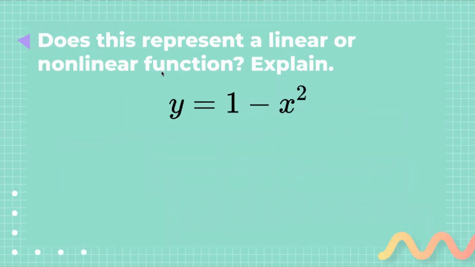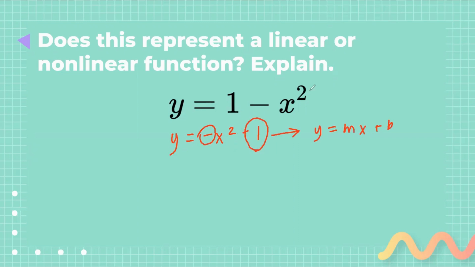Now, does this equation represent a linear or nonlinear function? We have y equals 1 minus x squared. Now, at first you might think, well, maybe you can just rewrite it like this, and it kind of looks like a linear equation in slope-intercept form. You have -1 for your slope and +1 for your y-intercept.